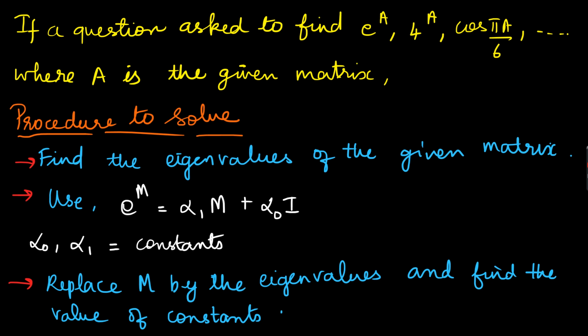Now the next step is to replace M by the eigenvalues. That is, e power lambda equals alpha 1 lambda plus alpha naught. After replacing, you get two or three equations based on the eigenvalues, and you can find the constant values alpha 1 and alpha naught.